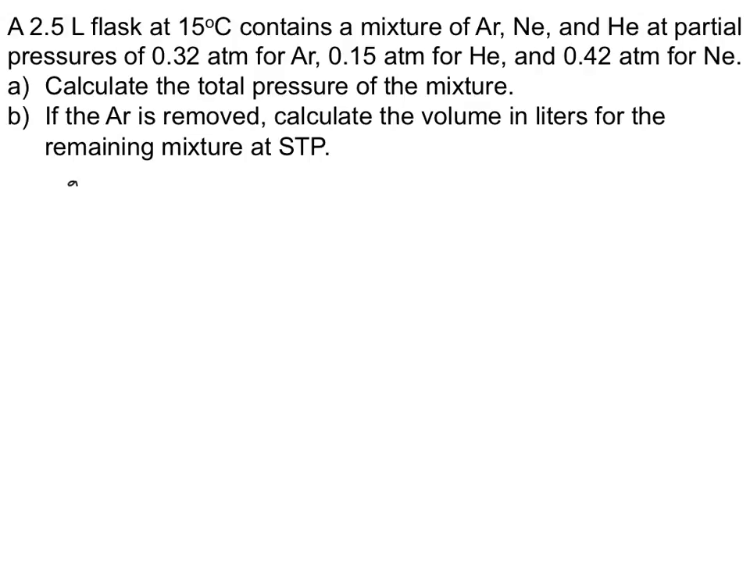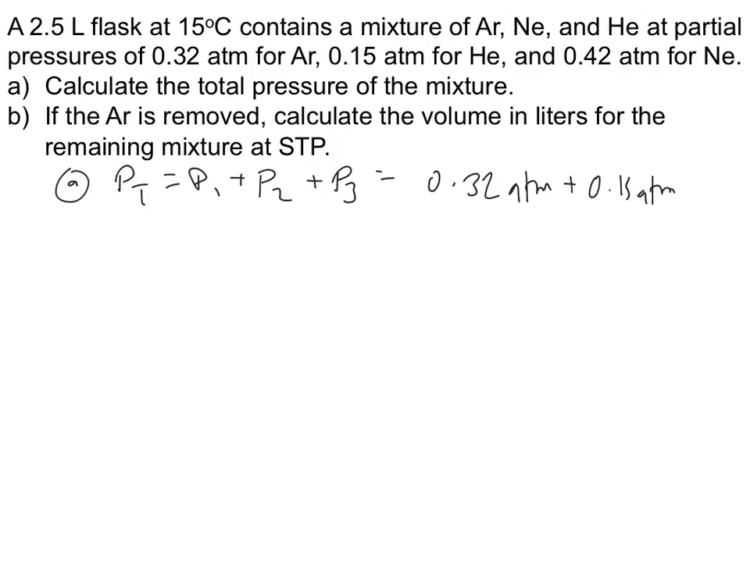So for part A, we know that we're going to be using Dalton's Law of partial pressures. So P1 plus P2 plus P3. In this case, we're just going to be summing up our individual pressures. They've given us 0.32 atm, 0.15 atm, and 0.42 atm.